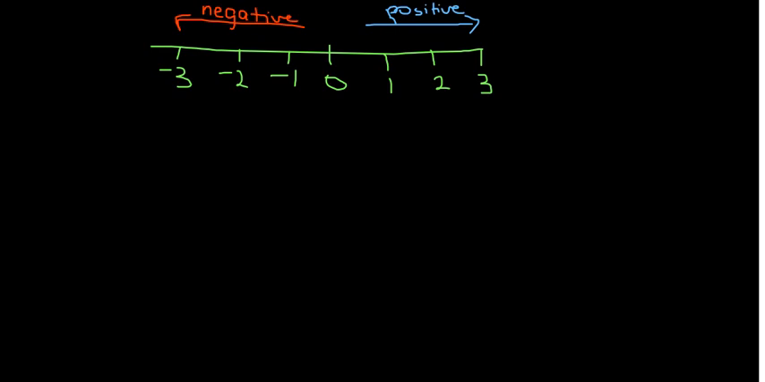Alright, so we have negatives, we have positives, and then we have 0, who's just neutral. No positive, no negative. Do not ever write negative 0 or positive 0.